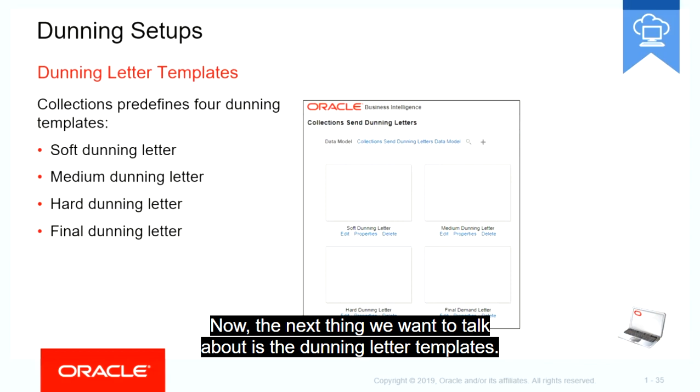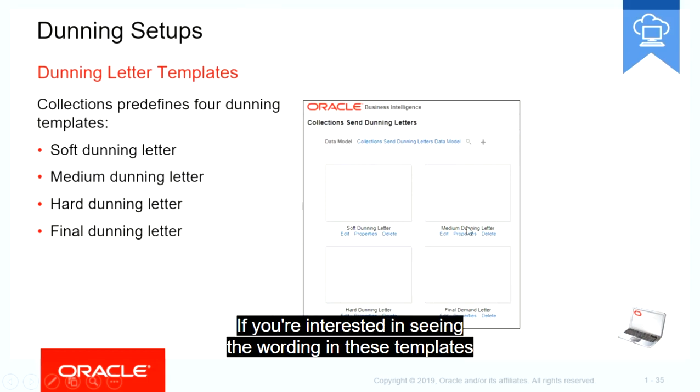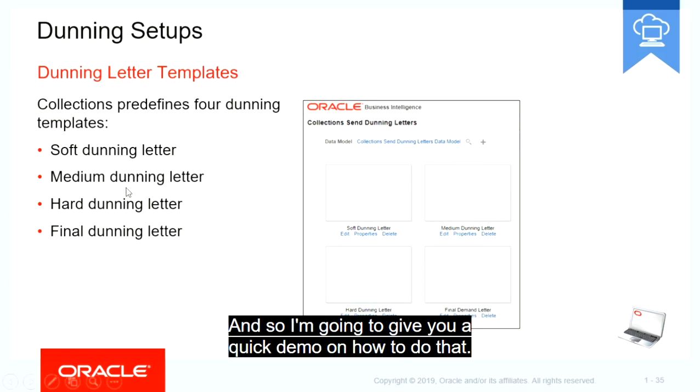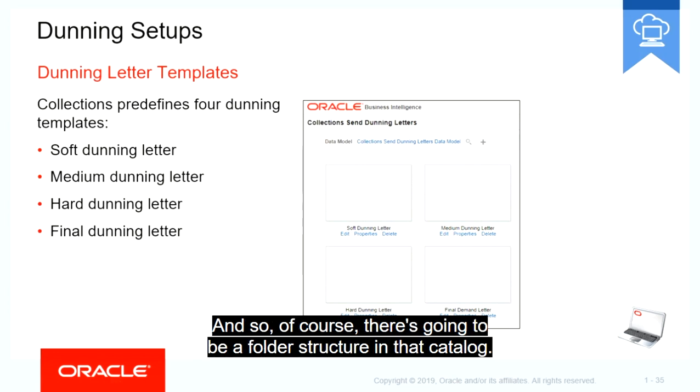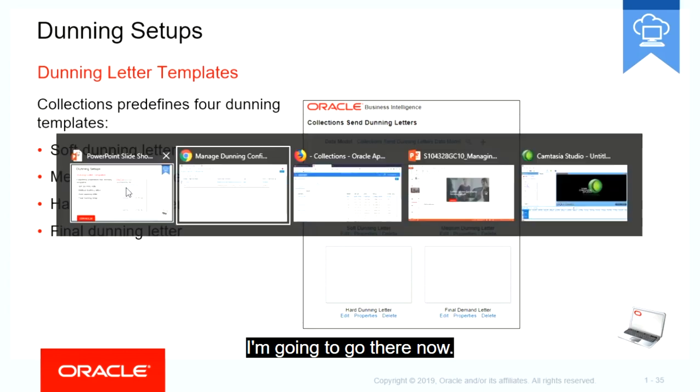Now, the next thing we want to talk about is the dunning letter templates, and we deliver 4 as we highlighted. If you're interested in seeing the wording in these templates and how they look, you have to navigate to the Business Intelligence catalog. And so I'm going to give you a quick demo on how to do that. And so, of course, there's going to be a folder structure in that catalog. And any delivered object is going to be under shared folders. I'm going to go there now.